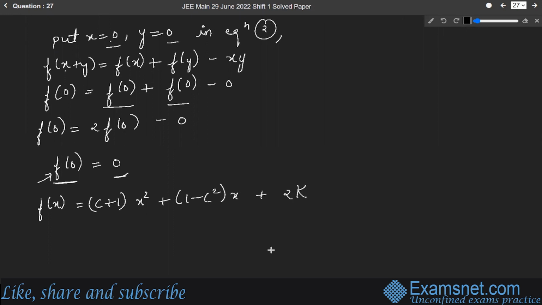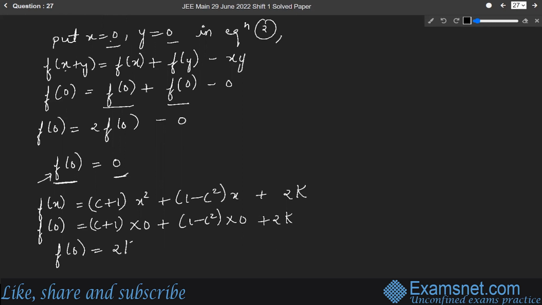Now we have to find f of 0. F of 0 means in the place of x we have to put 0. So this whole term will be 0: (c plus 1) into 0 plus (1 minus c square) into 0 plus 2k. So from here we get f of 0 is equal to 2k.